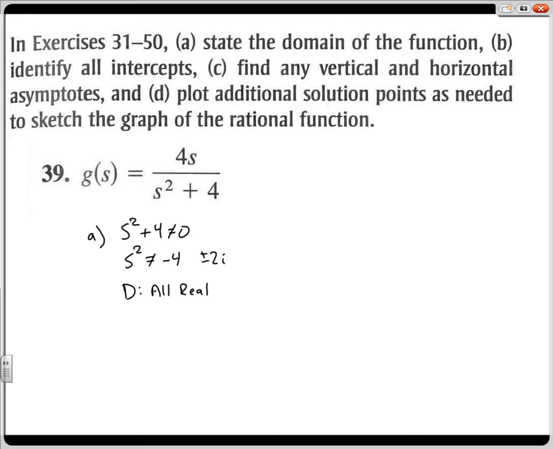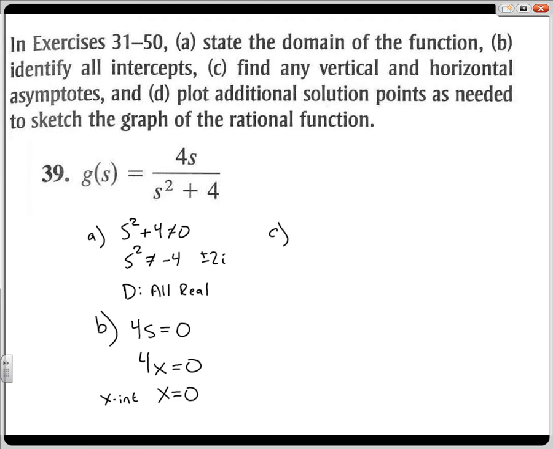but all real numbers is our domain. For B, let's identify our intercepts. We take the numerator and say 4s equals 0, and in this problem we can say 4x equals 0. And so we divide by 4, and x is going to be equal to 0. That's going to be our x-intercept.